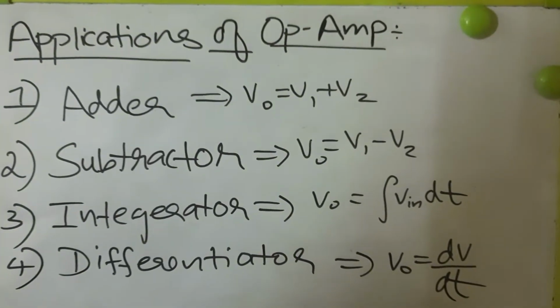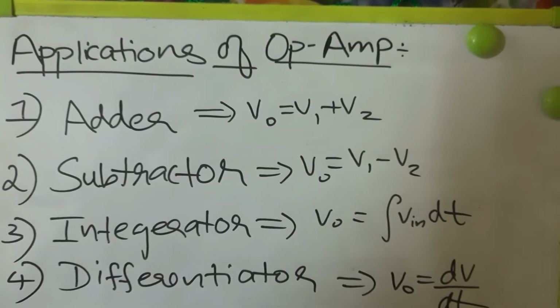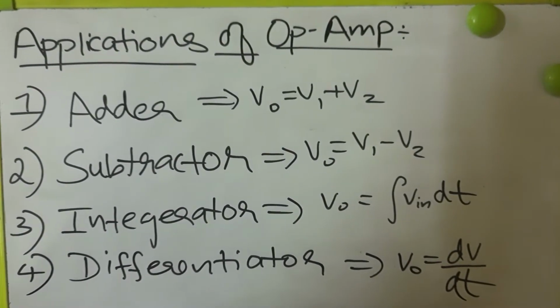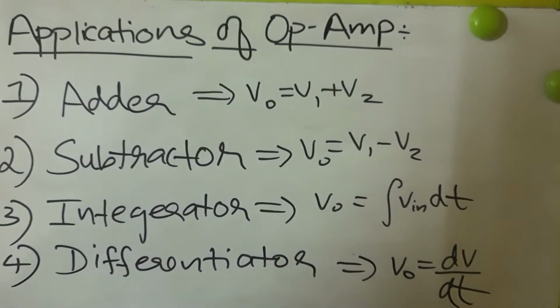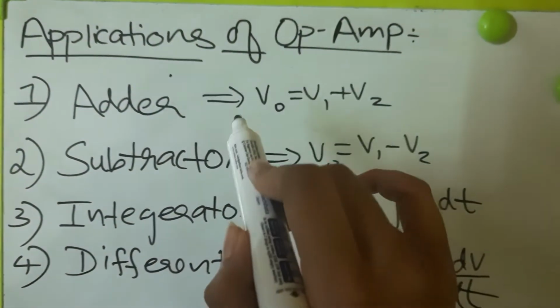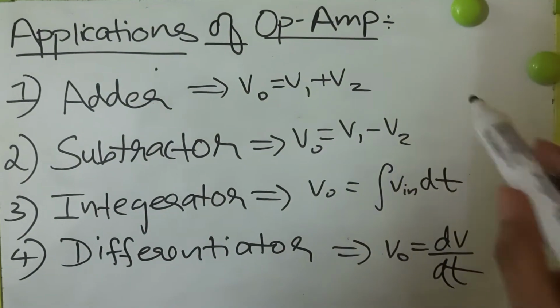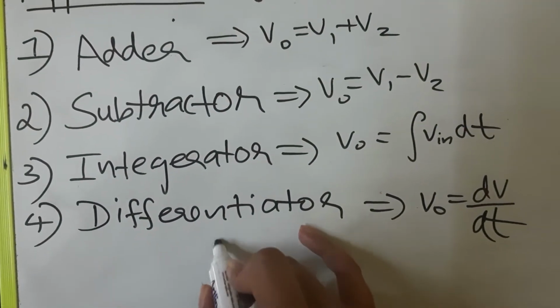Hello everyone. Today I am going to discuss various applications of Opamp. Now Opamp can be used to perform various mathematical operations. For example, it can act as an adder, a subtractor, an integrator and a differentiator. All this is done when Opamp is in the negative feedback.